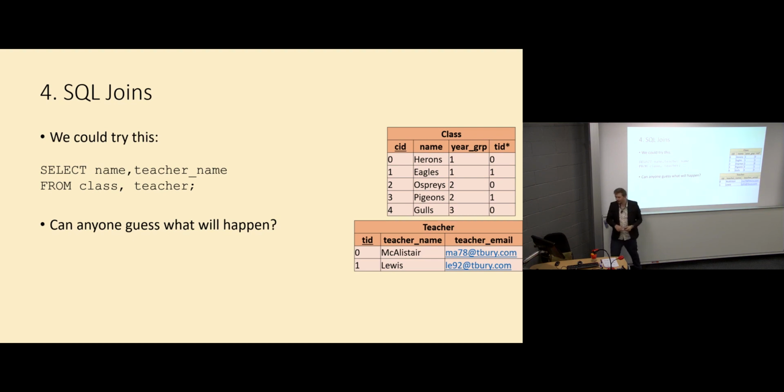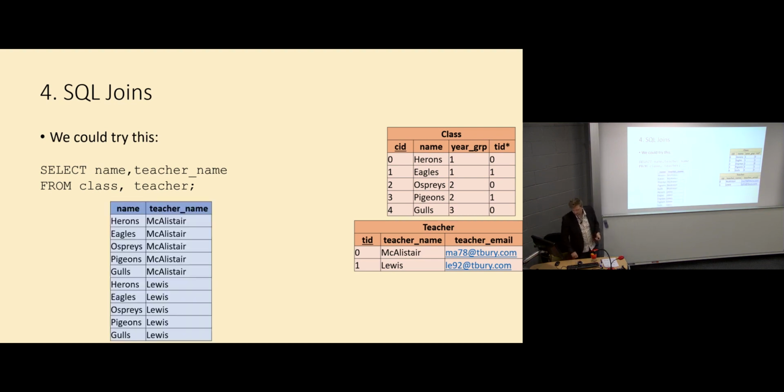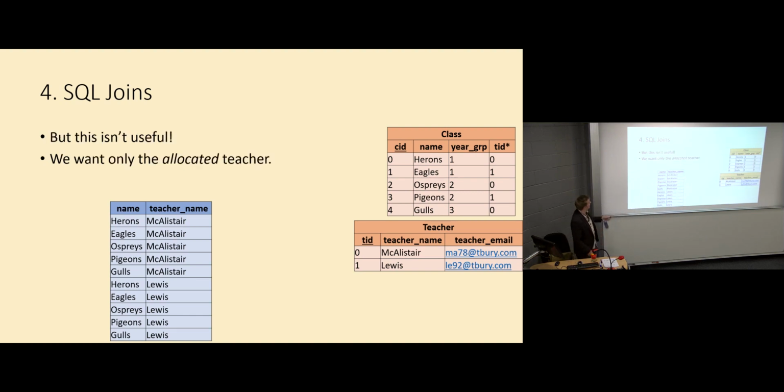No? Okay, so what happens here is we end up with this. Every class listed with every teacher. That's not particularly helpful, is it? This is what's known as a cross-join. It's something which combines all of the information in tables A and B together. So notice how there's no conditions here at all. It's just combining everything together as much as it can and giving you the answer. But that's not very useful. We want only the allocated teacher.